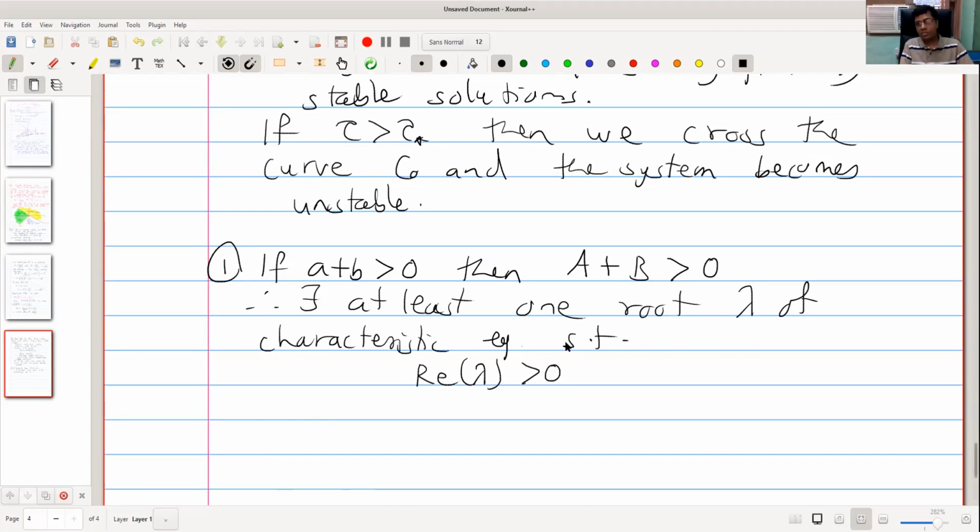What is meant by unstable? In the unstable region, not all the roots have negative real part, which means there is at least one root with positive real part. So that means unstable. We know that a saddle is also unstable. Therefore the system is unstable.